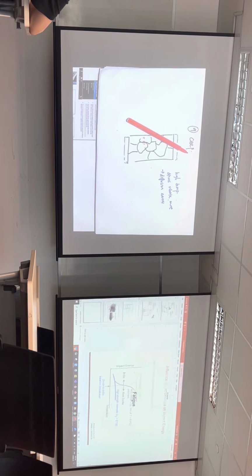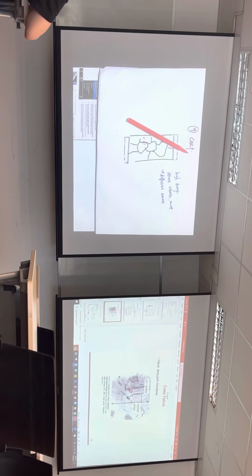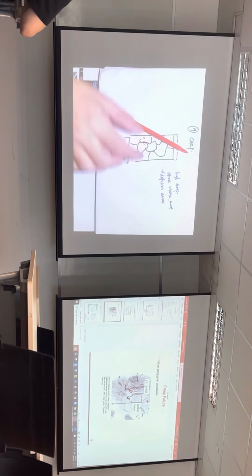So if you look at the picture here, over here you have a void that's being left by the atom that has migrated away from the grain boundary and deposited.